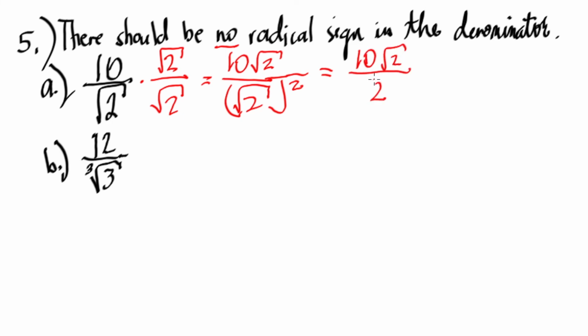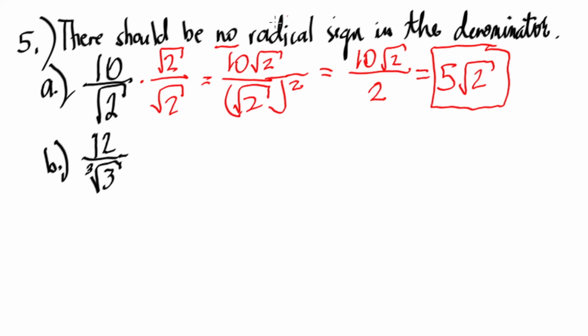Okay, and we can see that we can cancel the coefficients. So 10 divided by 2 is going to give us 5. And we have 5 square root of 2. And this is our answer for letter A: 5 square root of 2.